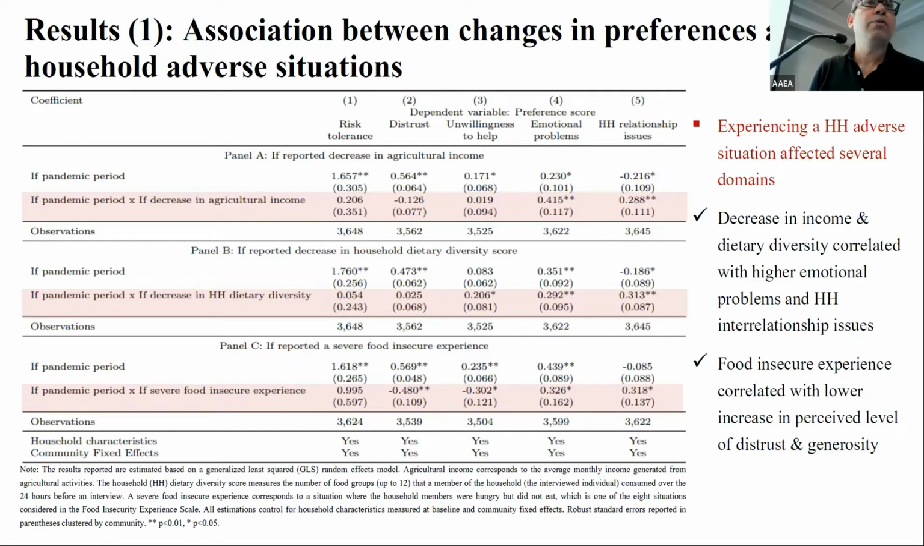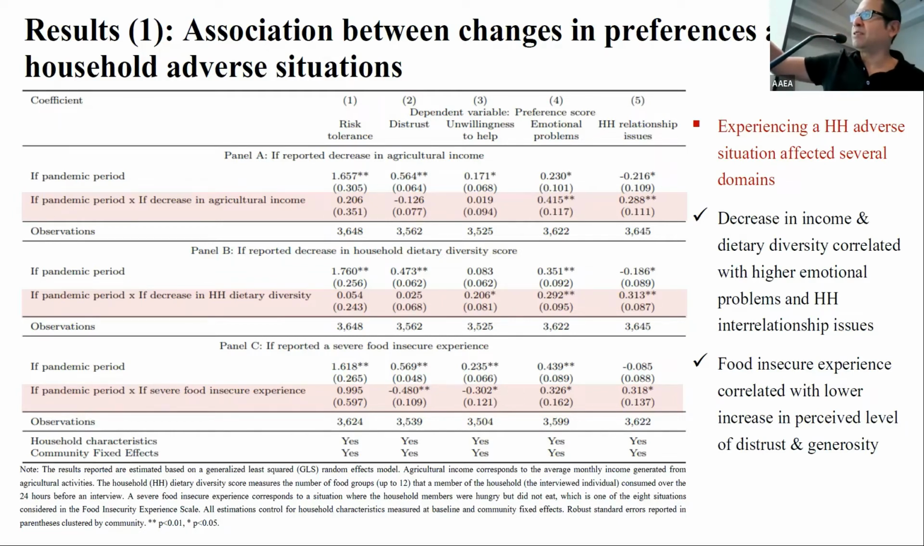By a severe food insecure experience, we mean where the household reported any episode during the first months of COVID-19 where they felt hungry, but couldn't eat because they didn't have resources to get food. Basically, what we observe here is that a decrease in income and in dietary diversity is correlated with higher emotional problems and intra-household relationship issues. And you can see this right here.